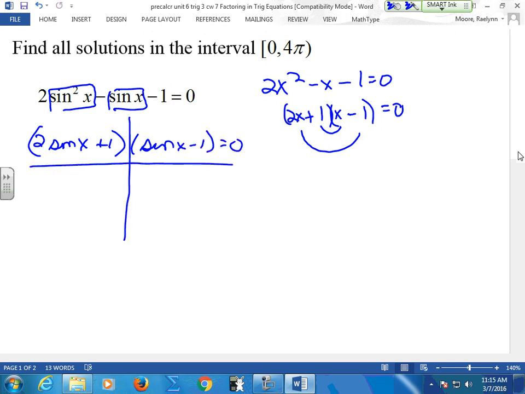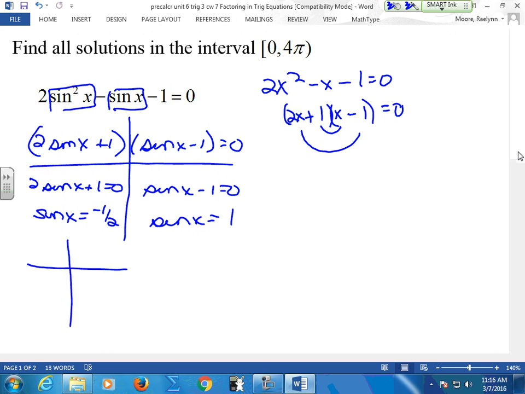Again, 2 sets of factors. Solve them both separately. These take a little bit more work. You got 2 things going on. So subtract 1, divide by 2. Add 1. So let's find all solutions first.